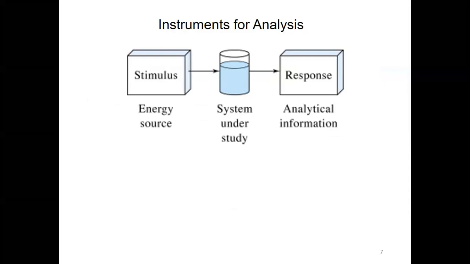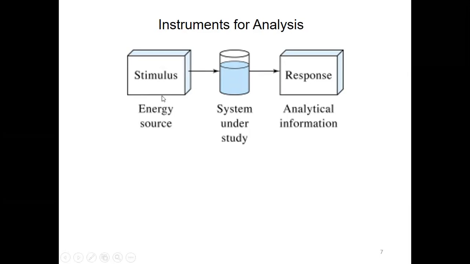Now let's move to some basic components of the instrument. When we use instruments for the analysis, these three main components are available. Very first thing, we should have the system that we are studying. This is the system we are interested in. It is the analyte. The analyte is present in this system. So we simply say this is the sample that we are analyzing.